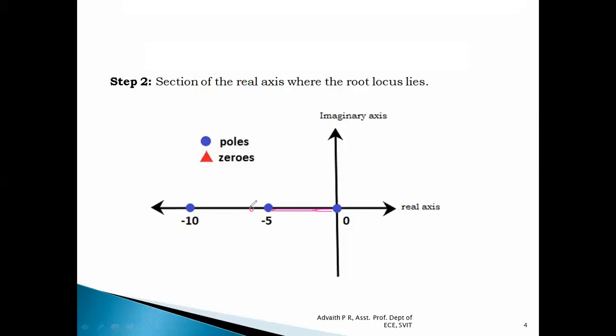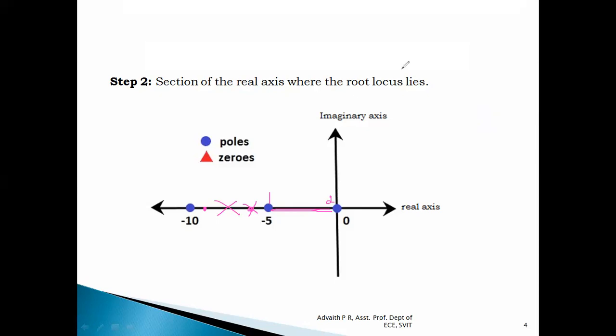Next, let me place a test point over here. Towards the right hand side of our test point, we have two poles, one pole and a second pole. Because we have two poles, it forms an even number of poles. So when we have an even number of poles, root locus will not exist there. Similarly, if I place a test point over here, again towards the right hand side, we have two poles, hence we will not be having any root locus here.